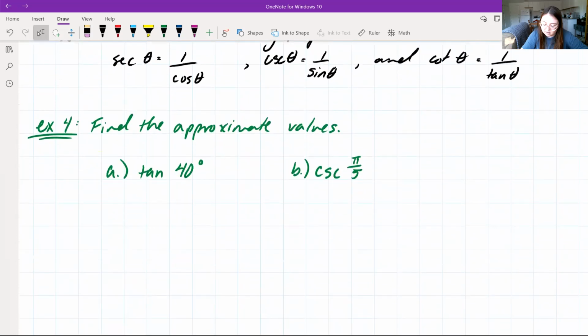So for example 4, we're just going to do a really quick problem. We're just going to find the approximate values. Since we are online and I'm doing these recorded lectures, we're going to use the online program Desmos instead of using an actual handheld calculator, just so we all can see what's going on here.